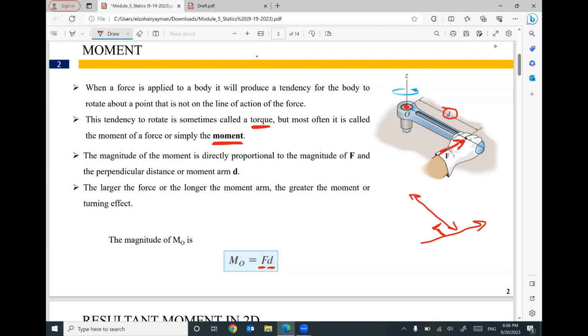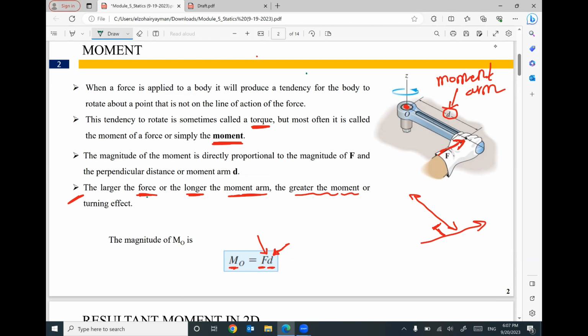And we can say the larger force you have or the longer distance you have means you have greater moment. If your force is bigger, your moment will be bigger. Or if your distance is longer, your moment will be bigger. So the larger the force or the longer the moment arm. By the way, this distance can be called moment arm. It's not a big deal, but keep it in your mind. So the larger force or the longer moment arm means the greater moment you have.